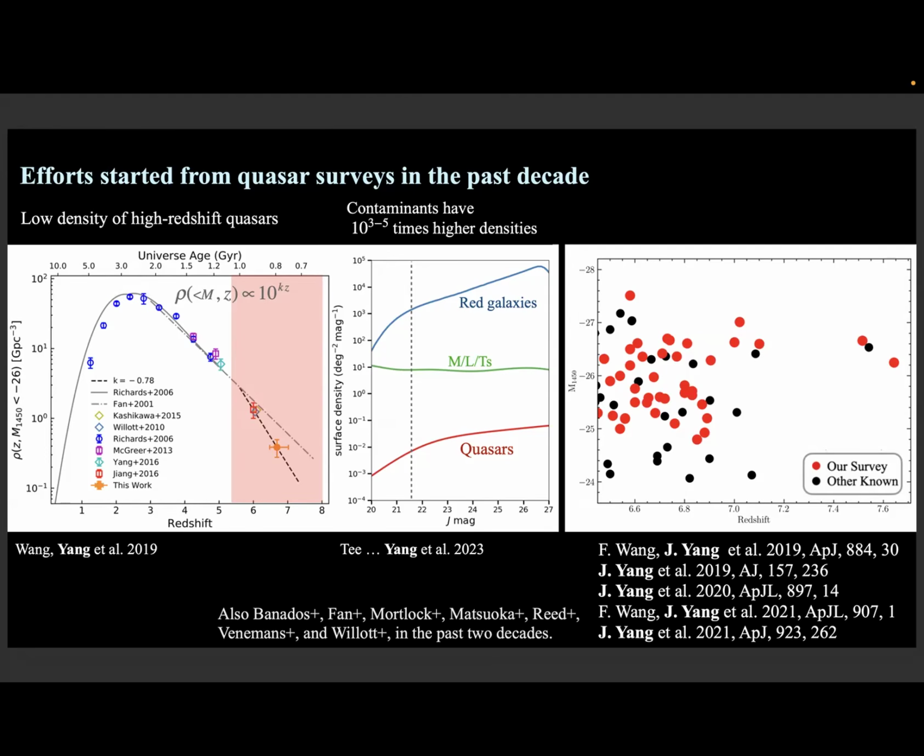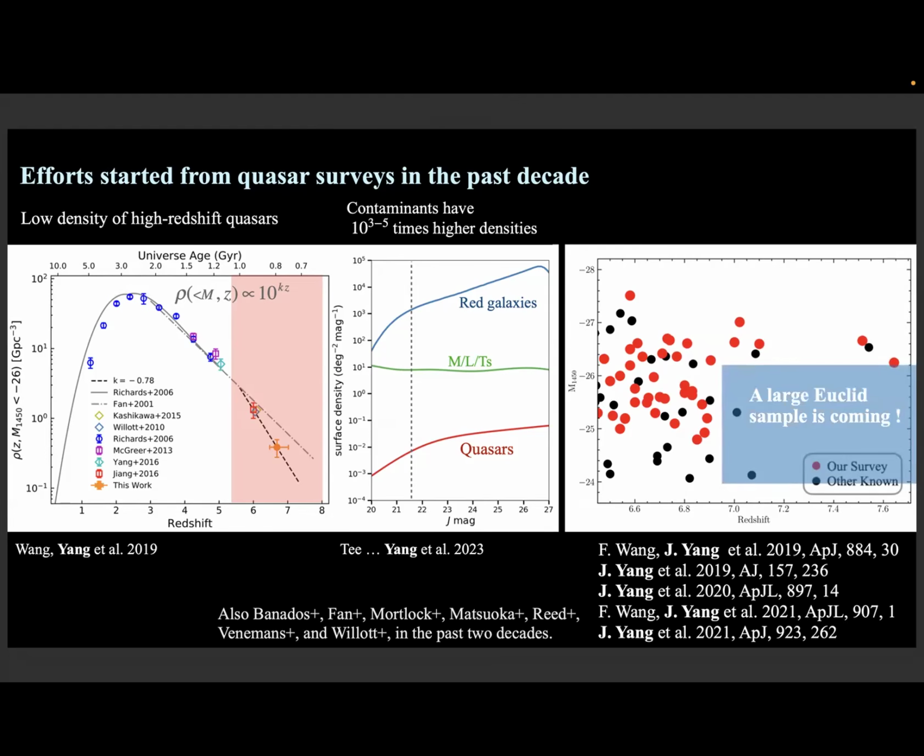As a result, this is what we have. Our story started 10 years ago, and now we have a sample of high-redshift luminous quasars up to redshift 7.6, the highest-redshift quasar we know.